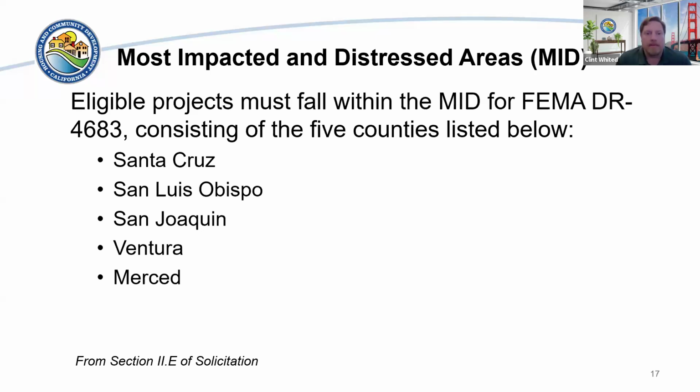Projects must be located in the most impacted and distressed areas. So those eligible projects must fall within the MID for FEMA DR 4683, consisting of the following 5 counties: Santa Cruz, San Luis Obispo, San Joaquin, Ventura, and Merced.